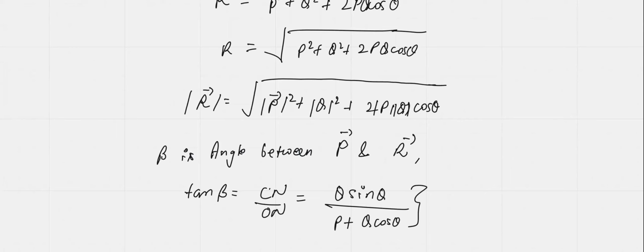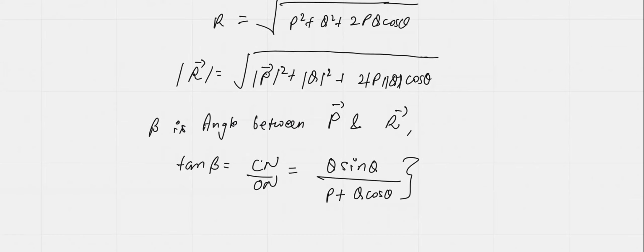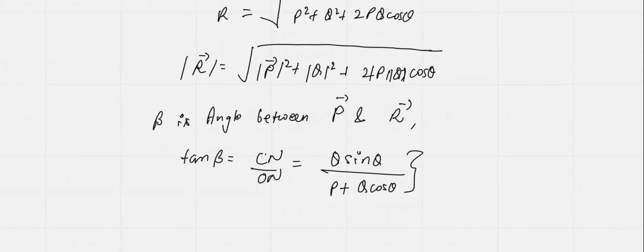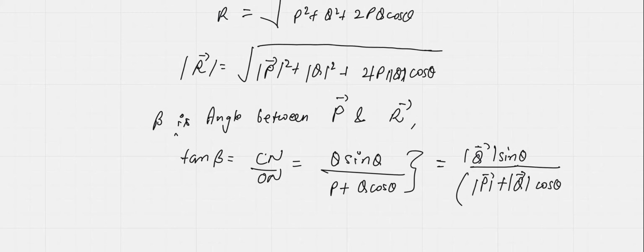Understood? This is how we could have solved things in a very easy manner. In a better form, you can write it as the magnitude of Q times sine of theta, divided by the magnitude of P plus the magnitude of Q times cos of theta. Let me know if you are done, if you don't have any doubt in this one.